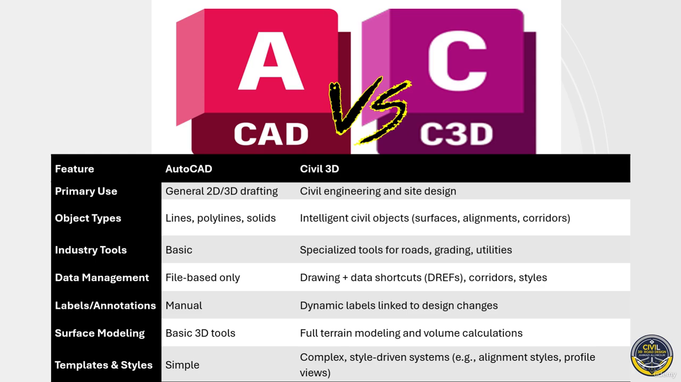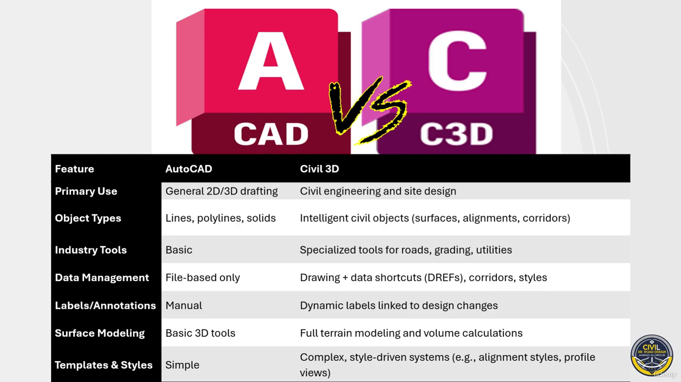Objects. AutoCAD uses lines and polylines. Civil 3D uses smart objects like surfaces, alignments, and corridors. Tools. Civil 3D includes advanced tools for grading, profiles, and pipe networks. Data management. Civil 3D supports data shortcuts and reusable design components.